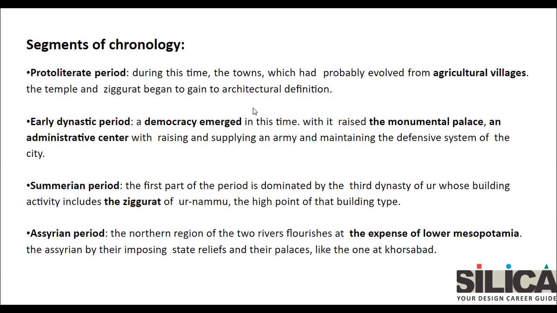Sumerian period: the first part of the period is dominated by the third dynasty of Ur. Building activity included the ziggurat of Ur-Nammu, the high point of that building type. Assyrian period: the northern region of the two rivers flourishes at the expense of lower Mesopotamia. The Assyrians are known by their imposing state reliefs and their palaces, like the one at Khorsabad.